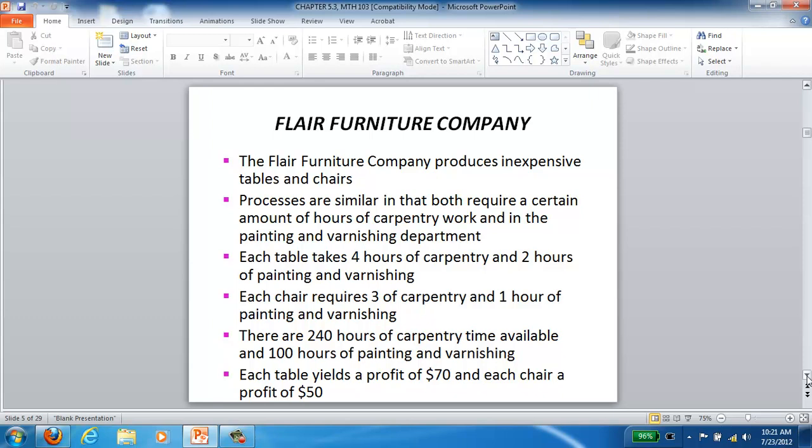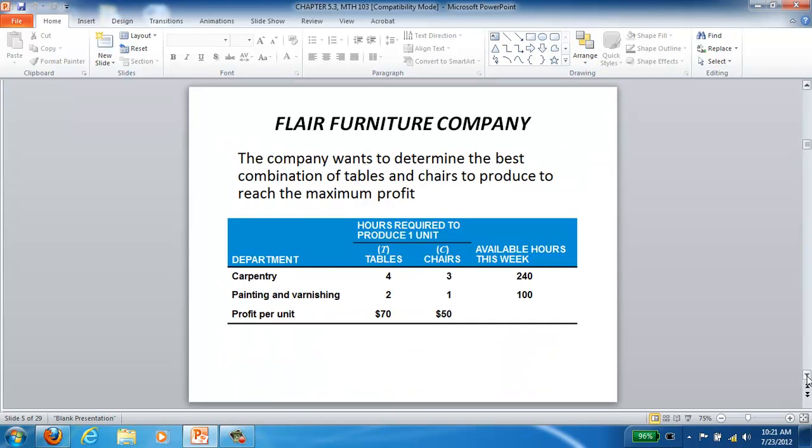There are at most 240 hours of carpentry available and at most 100 hours of painting and varnishing available. Notice that the words "at most" are important here because those quantities could be less than or equal to the quantities given. Each table will yield a profit of $70 and each chair will yield a profit of $50.